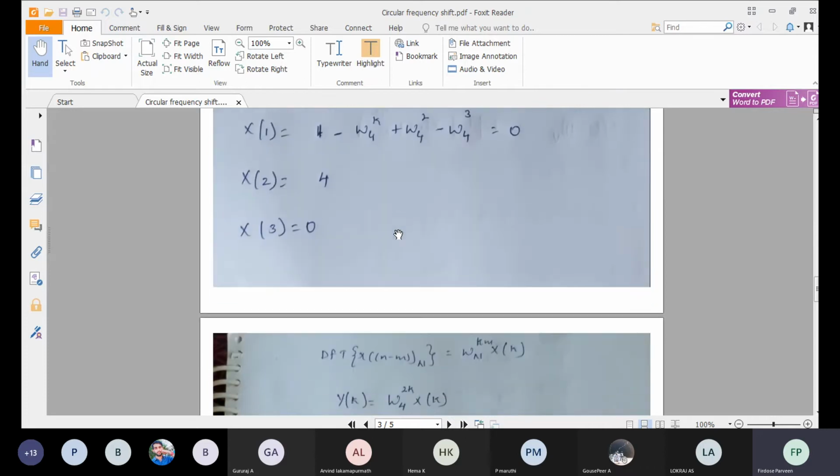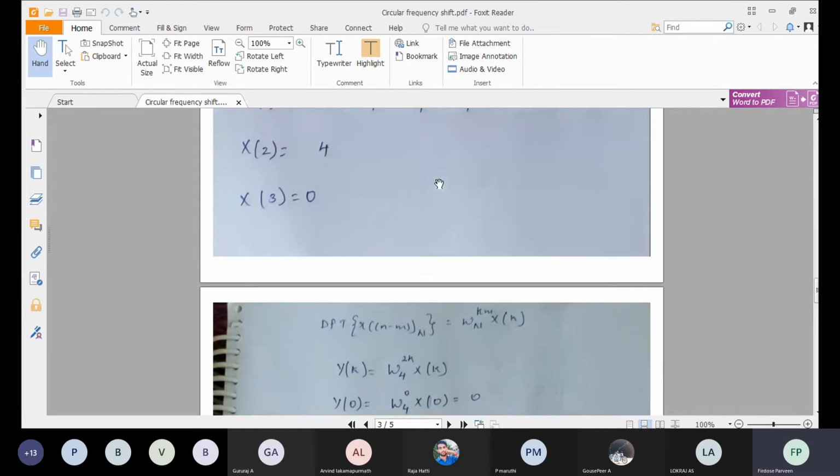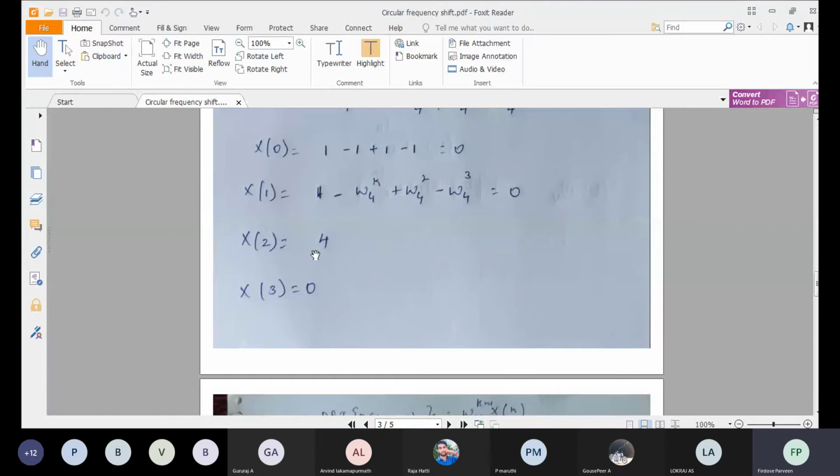Anyone? You have written? DFT of x of n minus m mod N is equal to W N to the power of km into X of k. Okay, so this is the time shift property. They have told X of k. We have found out the X of k, that is 0, 0, 4, 0.